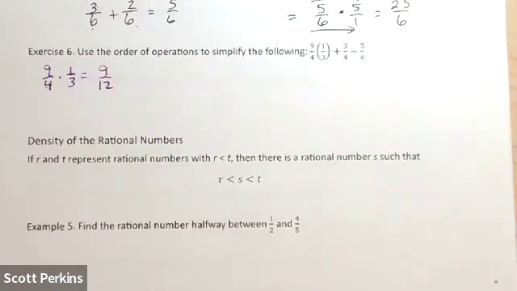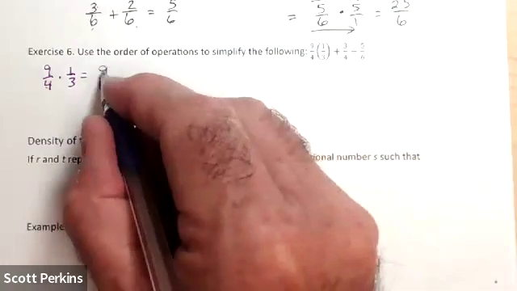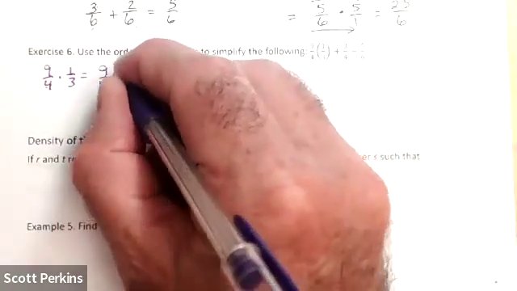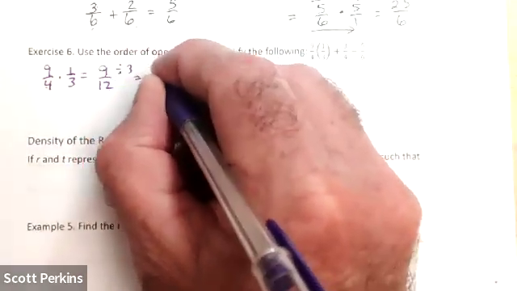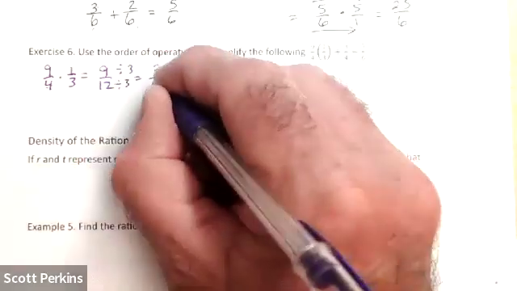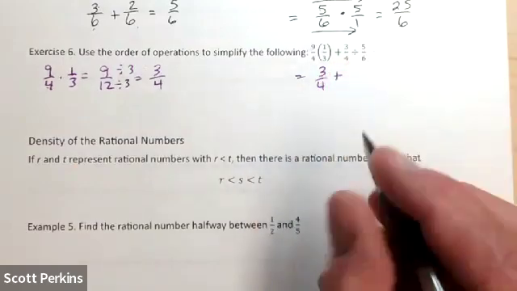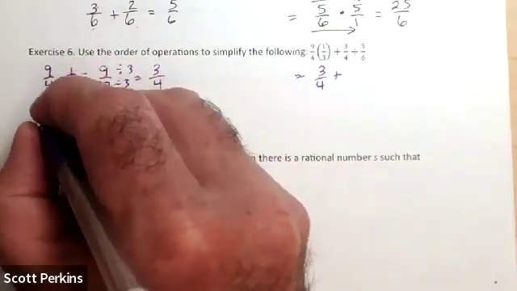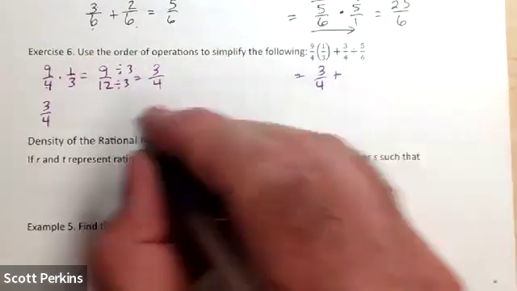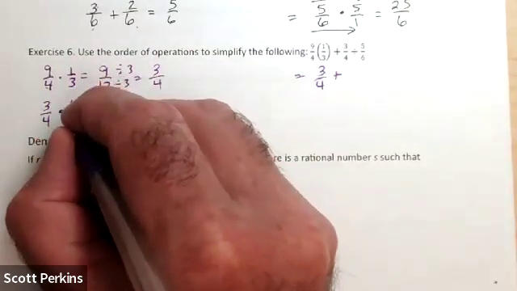But I can reduce that. They both have a factor of 3. So 9 divided by 3 is equal to 3. 12 divided by 3 is equal to 4. So that reduces to 3 over 4 plus. Then I've got 3 over 4 divided by 5 over 6. So that's going to be times 6 over 5.